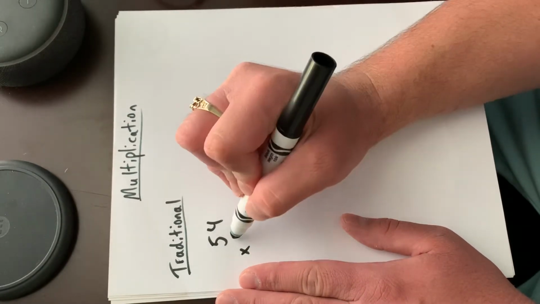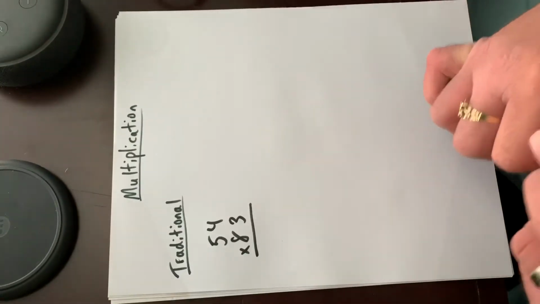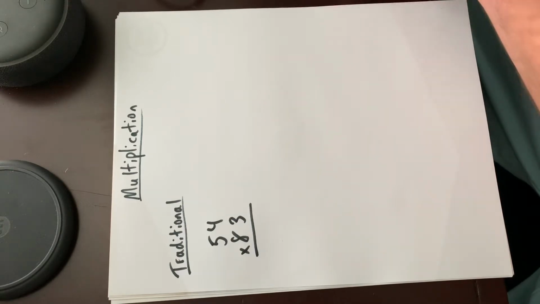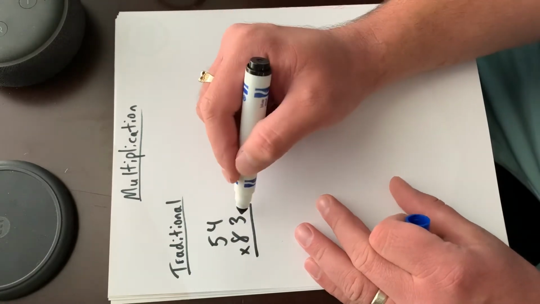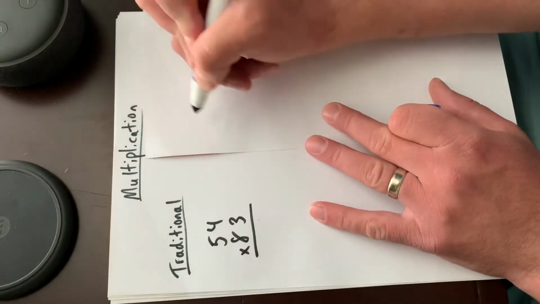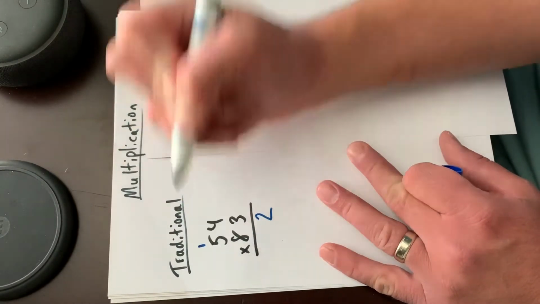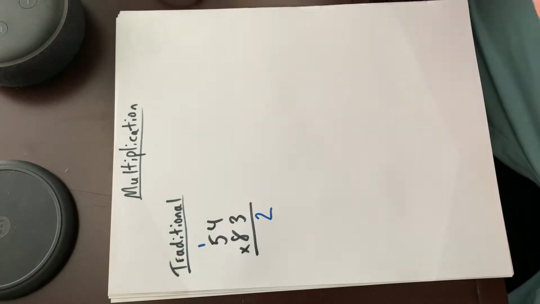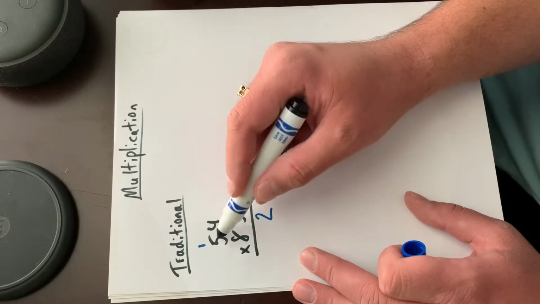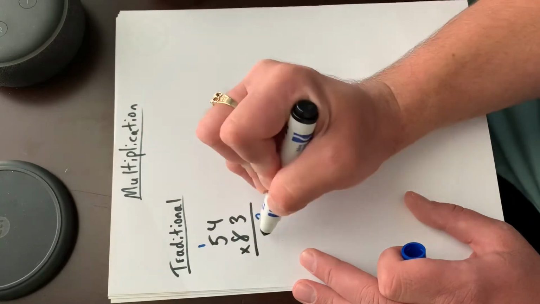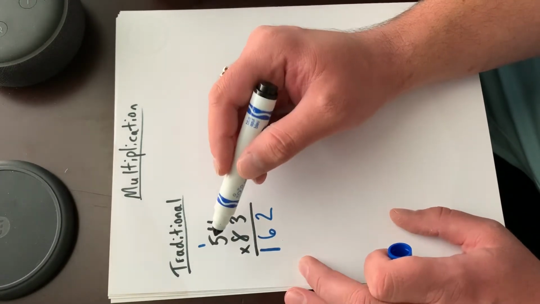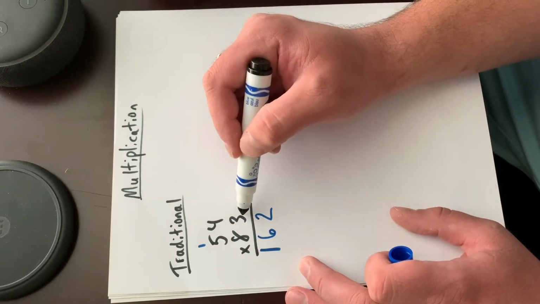Let's start with 54 times 83. I'm going to use blue for this next part. First step, we look at the ones place and do 3 times 4. 3 times 4 is 12, so we write the 2 here and carry the 1 over there. Then we move over, still using this number. 3 times 5 is 15, plus 1 is 16, so I put my 6, nothing to carry, and I have 162 right here. In reality, we're doing 54 times 3.